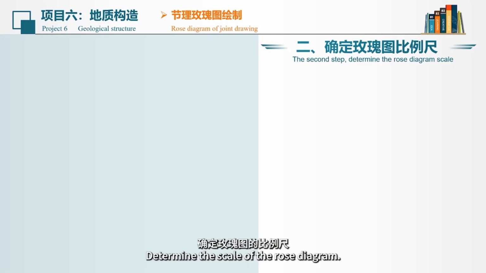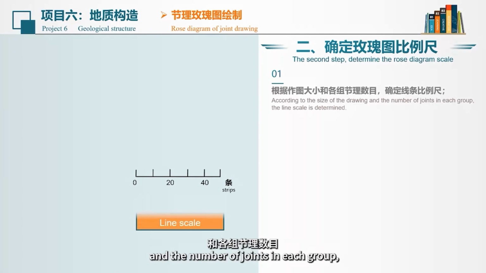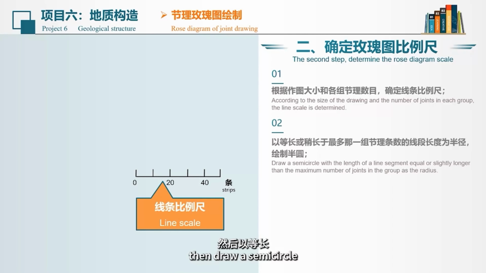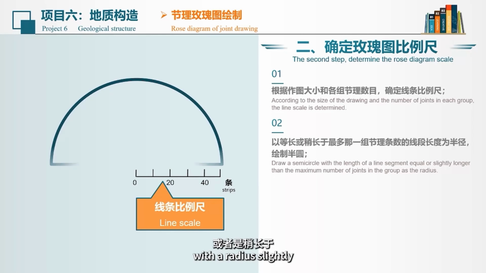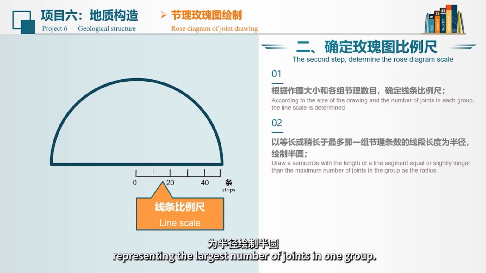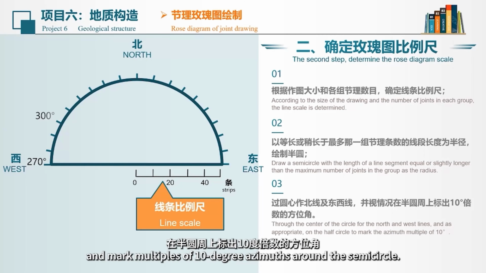Step 3. Determine the scale of the rose diagram. Based on the size of the plot and the number of joints in each group, determine the segment scale, then draw a semicircle with a radius slightly longer than the longest line segment, representing the largest number of joints in one group. Finally, draw the north and east-west lines through the center of the circle and mark multiples of 10-degree azimuths around the semicircle.